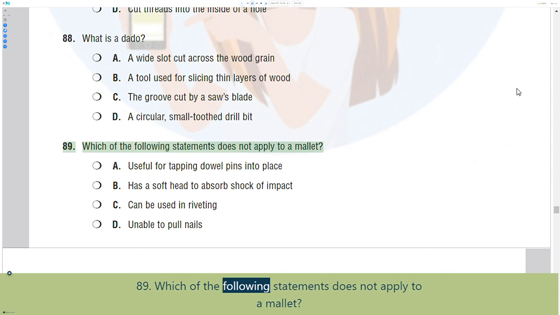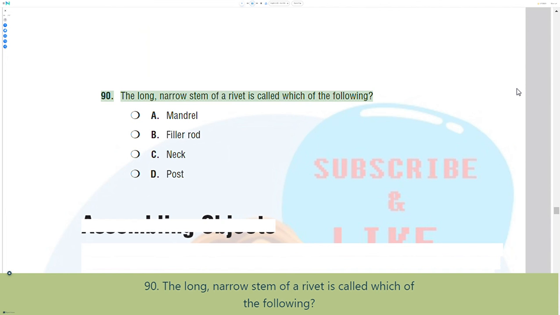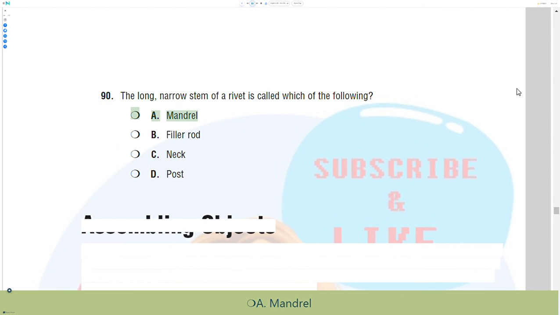89. Which of the following statements does not apply to a mallet? A. Useful for tapping dowel pins into place. B. Has a soft head to absorb shock of impact. C. Can be used in riveting. D. Unable to pull nails. 90. The long, narrow stem of a rivet is called which of the following? A. Mandrel. B. Filler rod. C. Neck. D. Post.